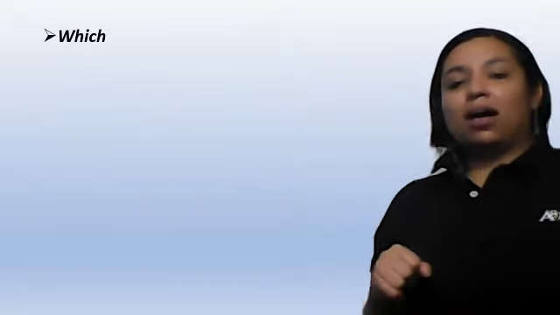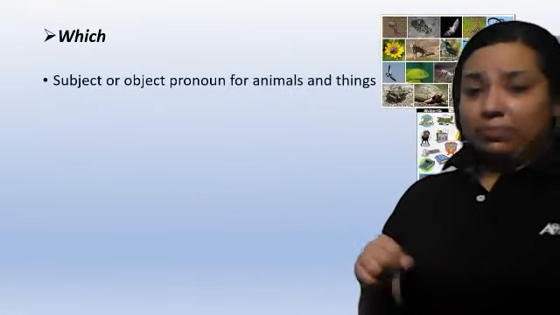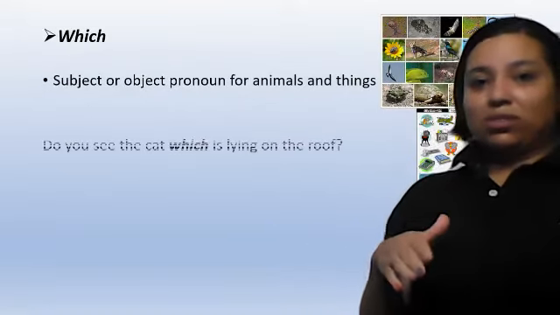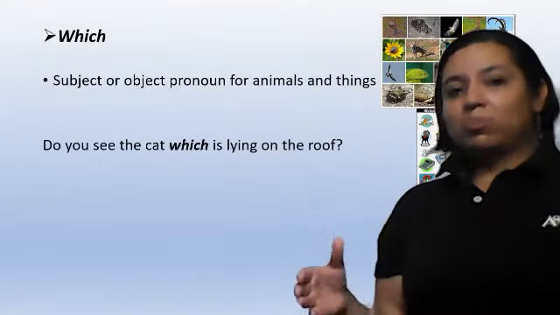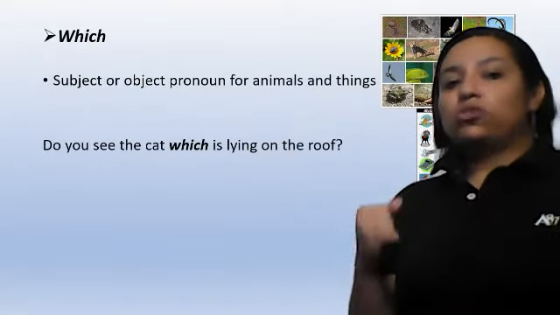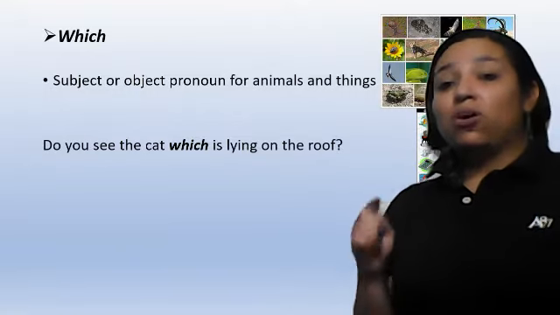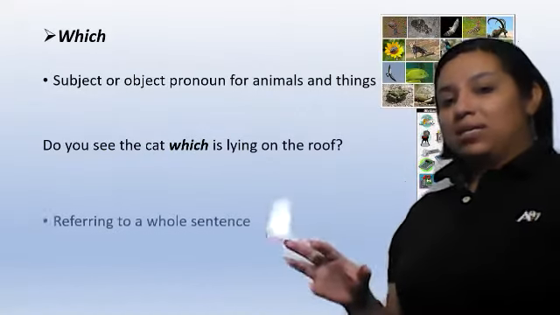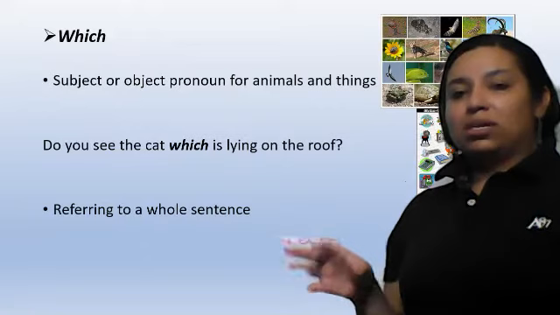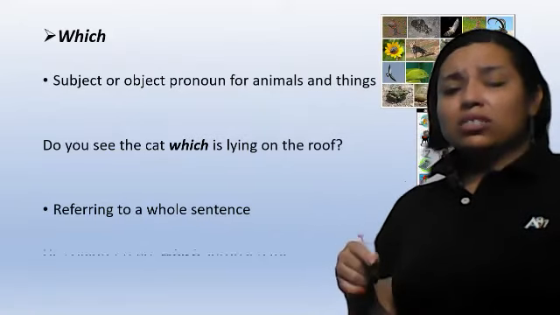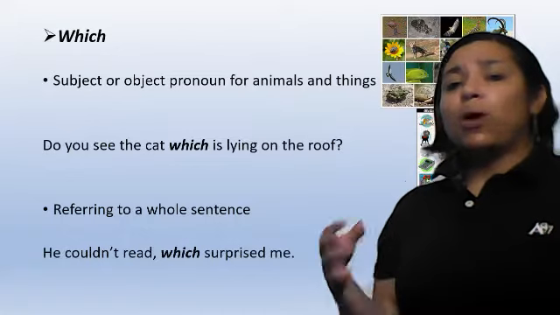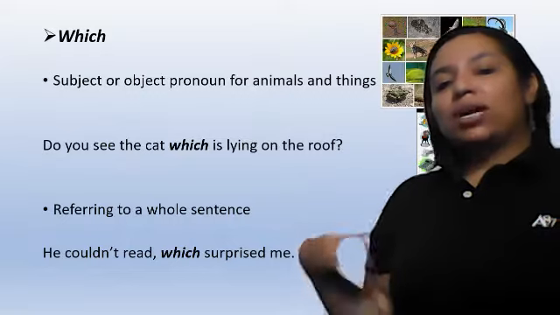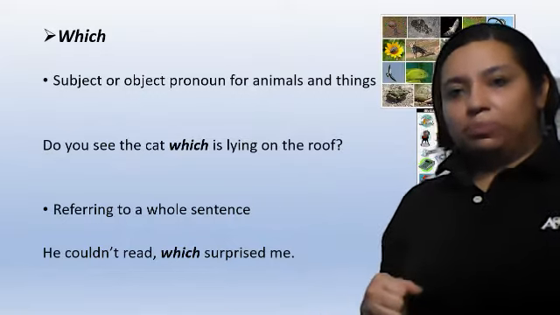The second pronoun is which. It covers an object or a subject pronoun for animals and things. For example, do you see the cat which is lying on the roof? But it is also used to refer to a complete sentence, to a whole sentence. For example, in the situation of he couldn't read, which surprised me, the complete sentence is that he couldn't read. That's the one that we're giving the extra information about.